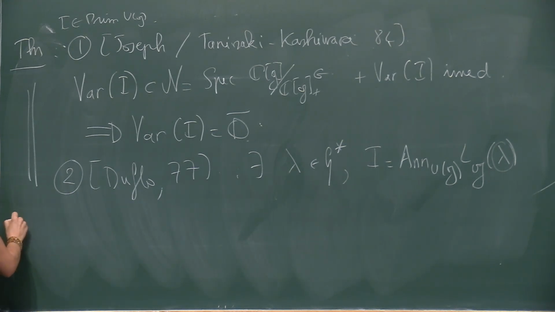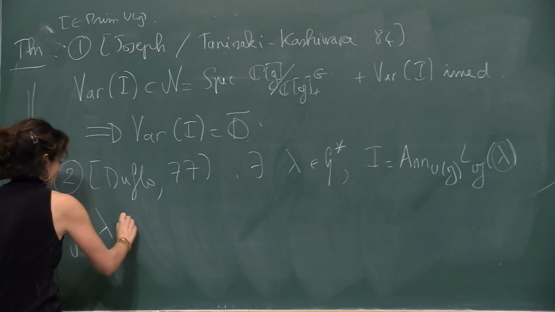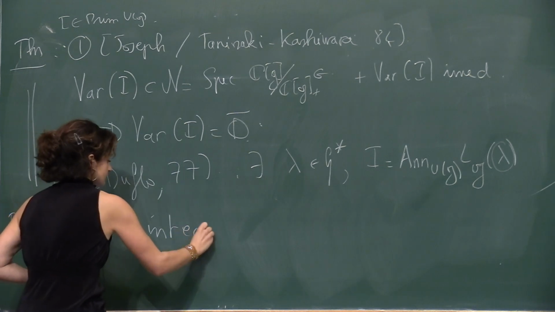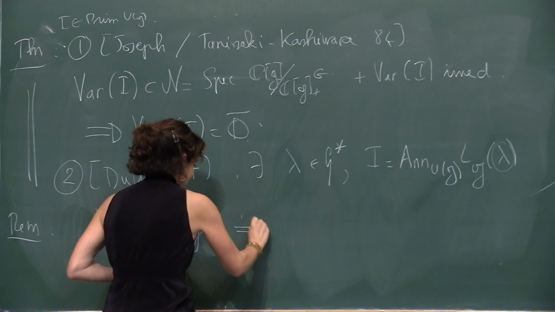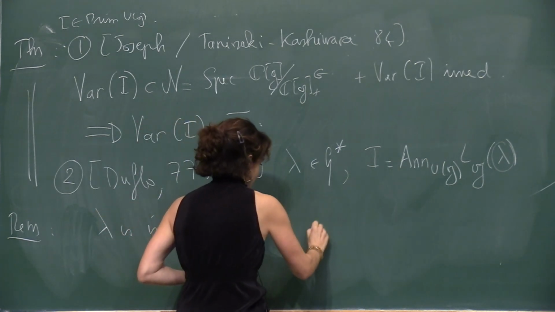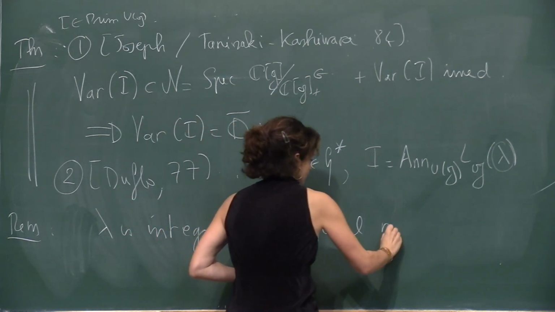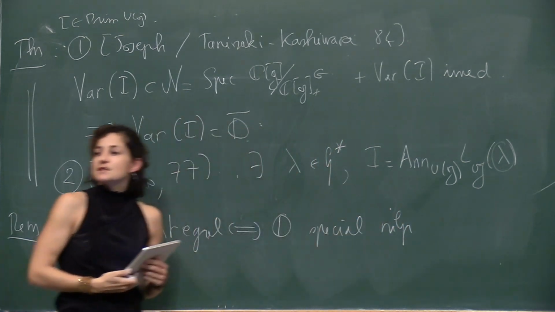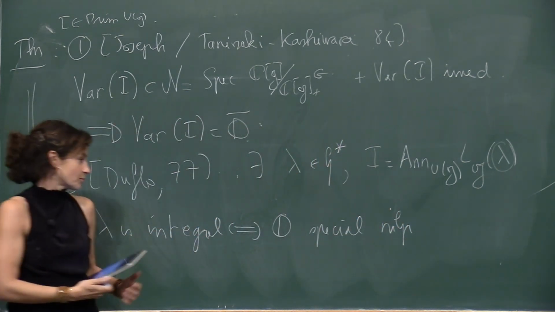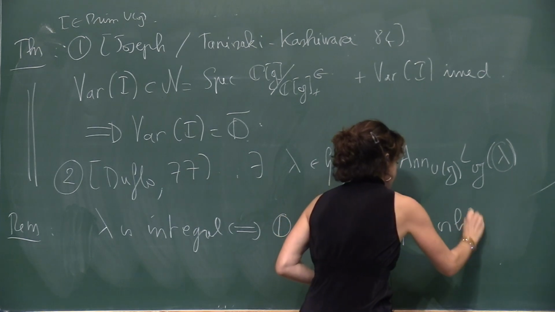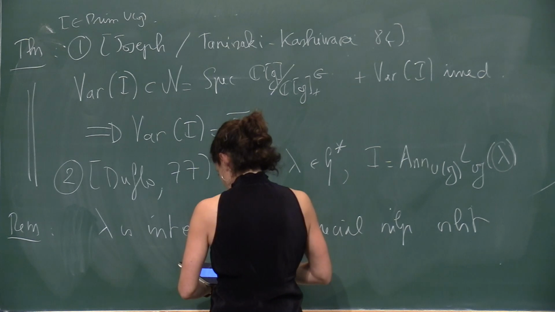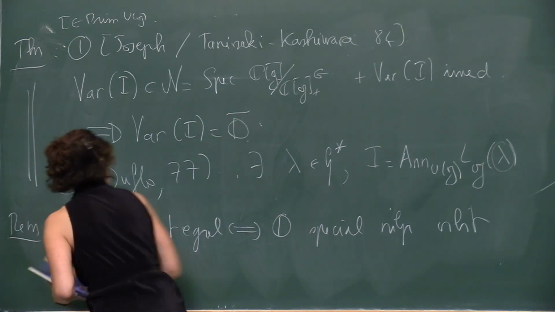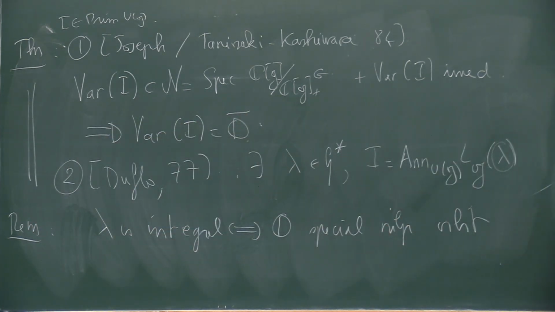So maybe just a remark that if lambda is integral, so in fact it's equivalent to, you can take this as a definition, but this is a special nilpotent orbit. And this coincides with the Lusztig definition of special nilpotent orbit. All right, so in this case we have the following, the result of Barbasch and Vogan, which gives you a precise connection.